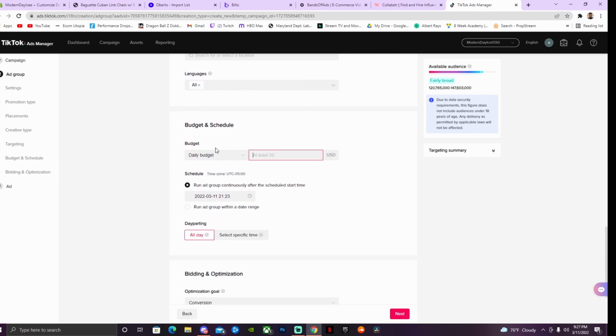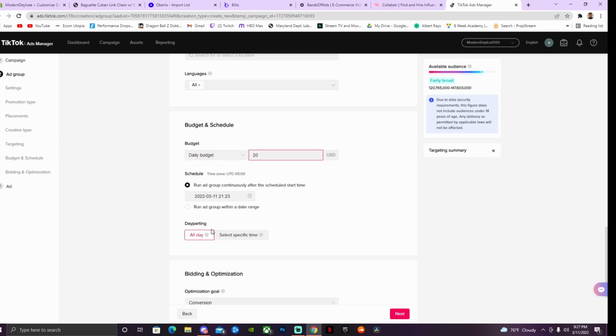And then when it comes to the daily budget, for instance, I was using $20 a day, and then run an ad group continuously after scheduled start time. So I like to run my ads at 12 a.m. like the next day. So when it comes to running your ads, you definitely don't want to be running your ads late at night.